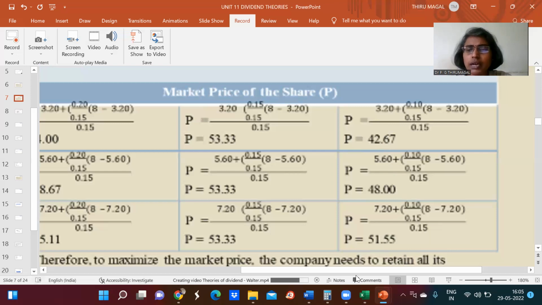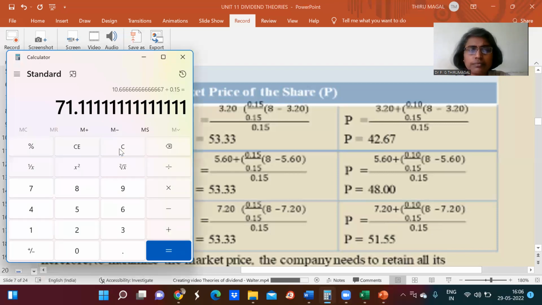So let us check what will happen if dividend is 100% as far as the third company is concerned. 100% dividend means the dividend per share is also 8. So 8 plus 0.10 by 0.15 into 8 minus 8. 8 minus 8 becomes 0, and once it becomes 0, this part will become 0. So which means 8 divided by 0.15. Let's check what is the value here: 8 divided by 0.15.